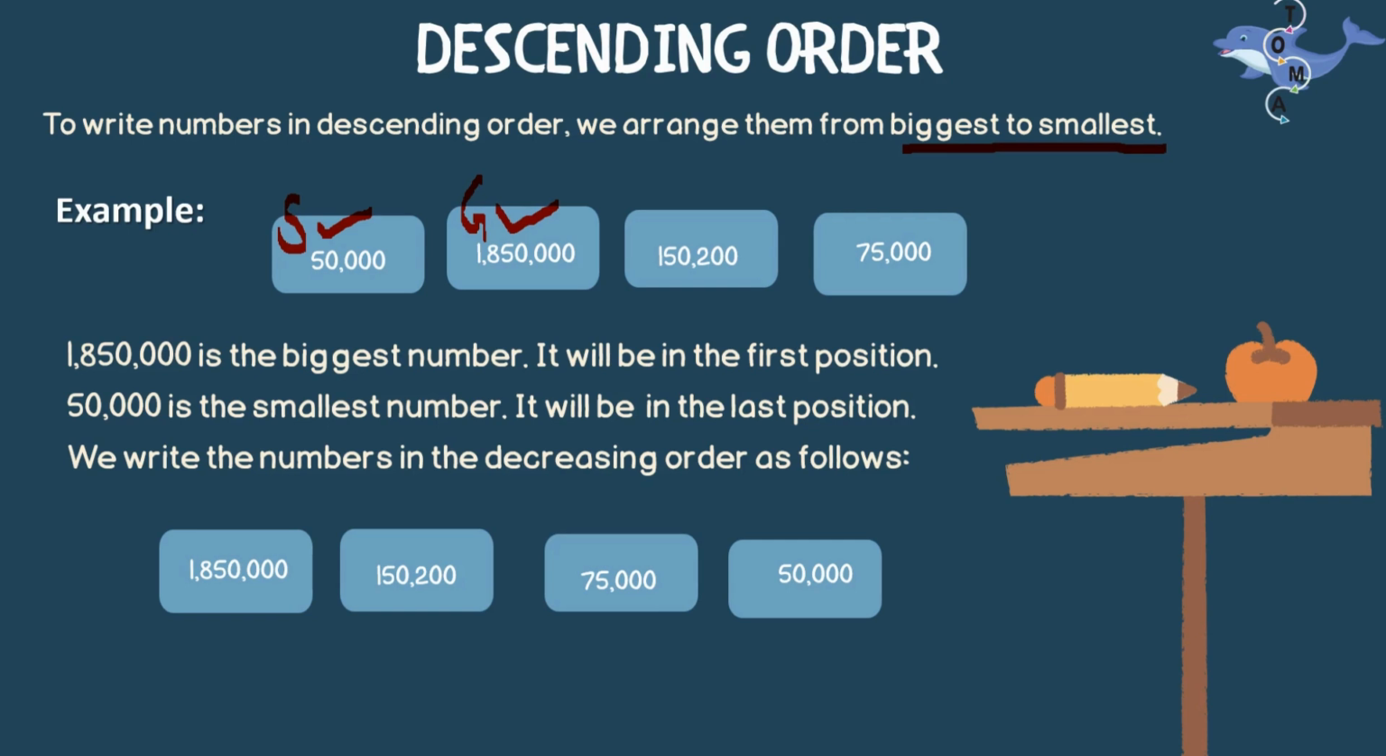Okay, so we are going to write the number in descending order as 1,850,000. This one is the first number. Then 150,200 is smaller than this number. Then 75,000 is smaller than this number. And finally, the smallest number is 50,000. So you are going to check that we are writing the number in decreasing order.